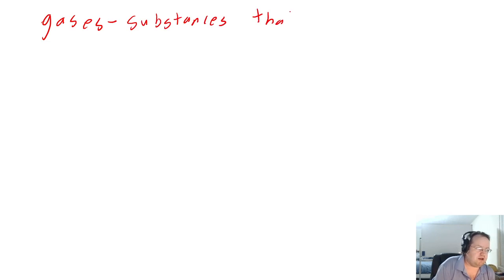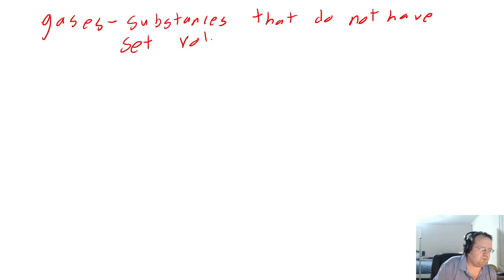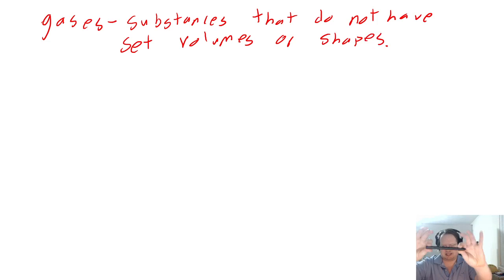that do not have set volumes or shapes. So for example, if I have a solid, like let's take this pen here, my pen is going to stay about the same shape and about the same volume. On the other hand, if I have a liquid, I've got water, and I take it out of a pitcher and I pour it into a cup, the water's going to stay the same volume. I'm not going to have a 2-liter bottle of water that I can pour and suddenly I get 10 liters. But it's going to change shape.